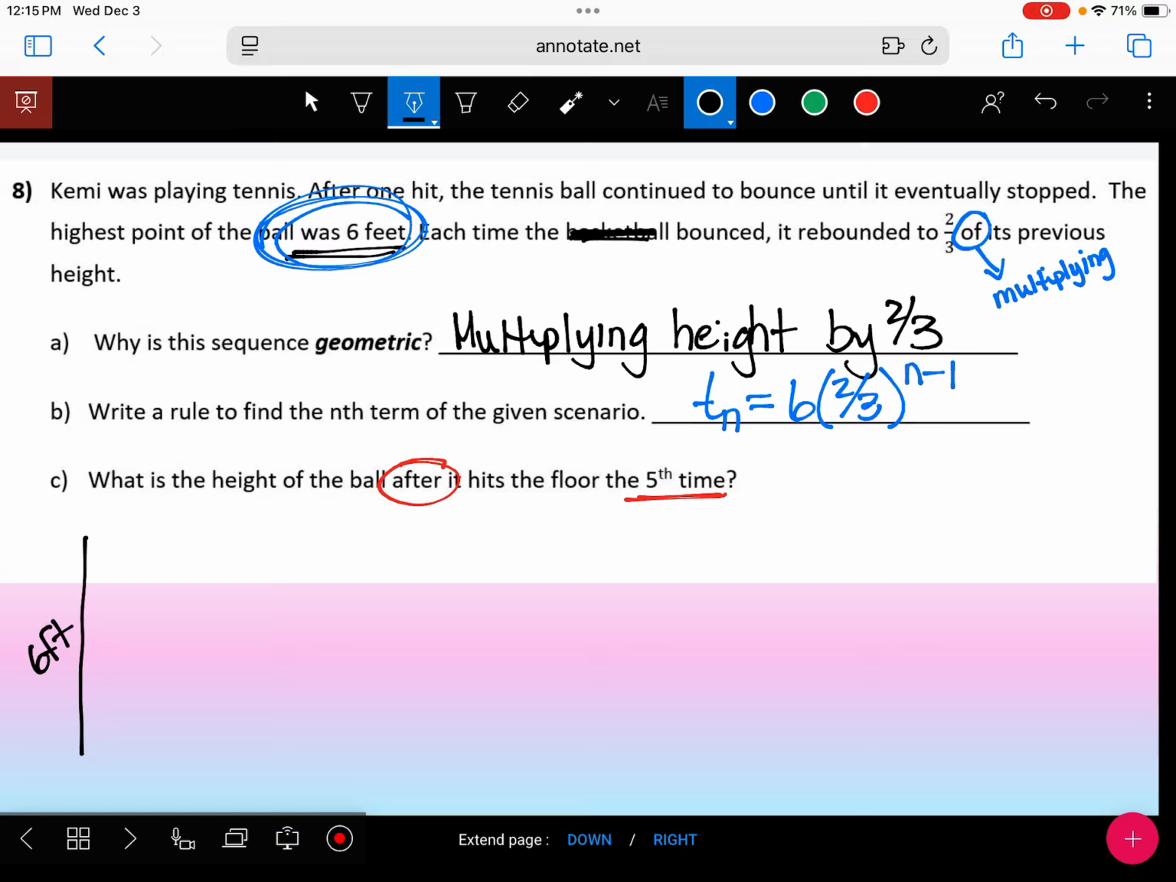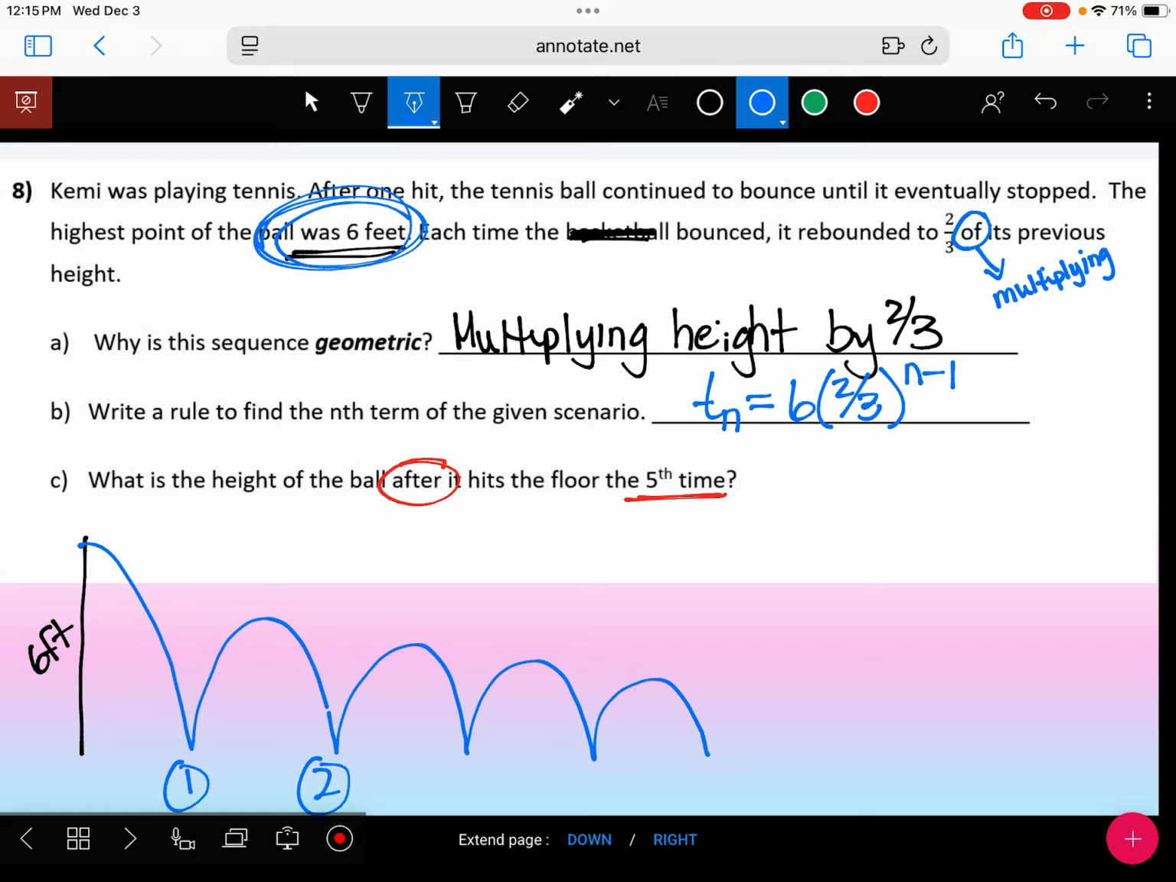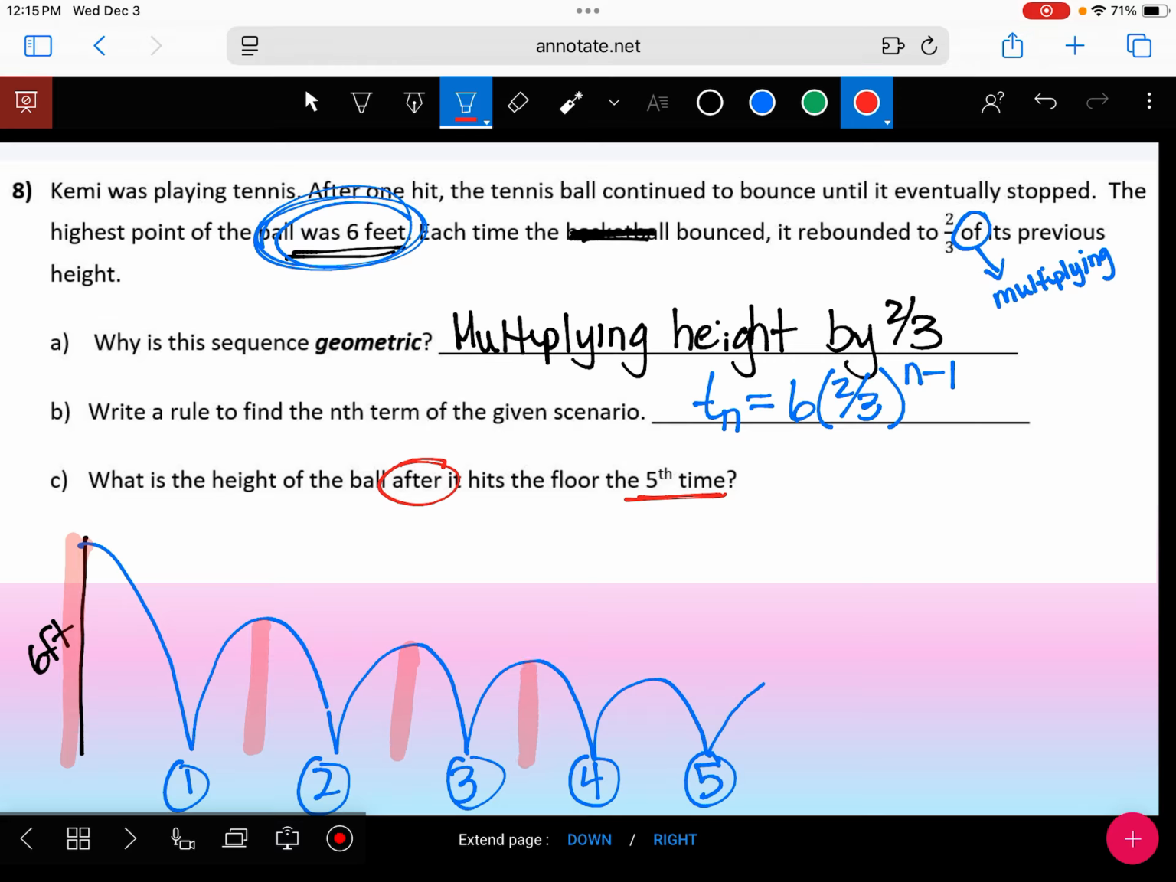It's going to hit the ground, rebound up, hit the ground, rebound up, hit the ground, rebound up. Every time it does, it's lower and lower. So this is the first time it hits, the second time, the third time, the fourth time, the fifth time. If this is my T1, then this height would be T2, then T3, T4, T5, and this height is T6. So you're substituting in a 6 for part C.